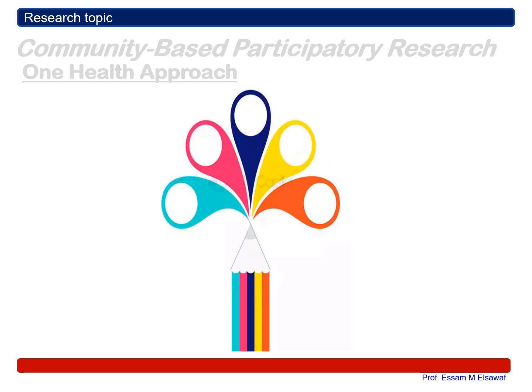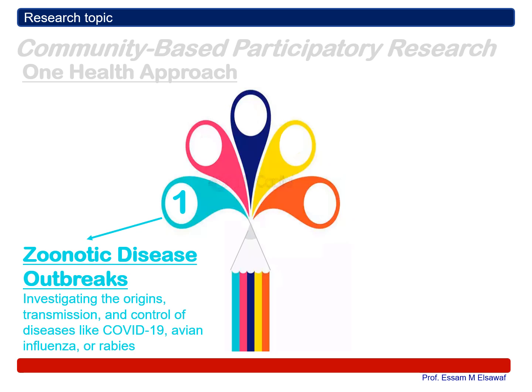Community-based participatory research, here I'm going to give you 5 examples. Zoonotic disease outbreaks. Why? To investigate the origin, transmission, and control of diseases, like what happened in COVID-19 and avian influenza. For rabies, if it's widely spread in any district, we have to investigate the origin, transmission, and control, how to control rabies.